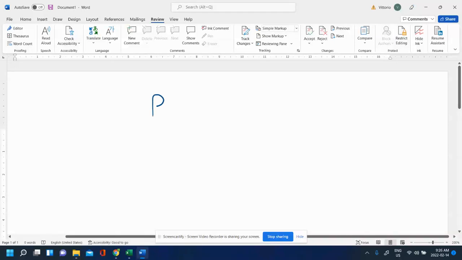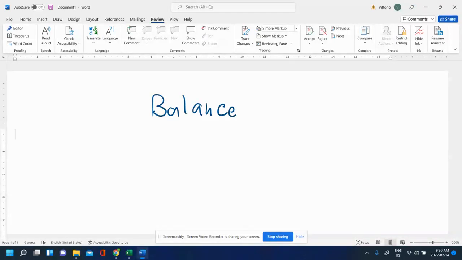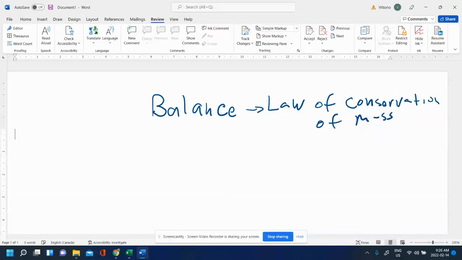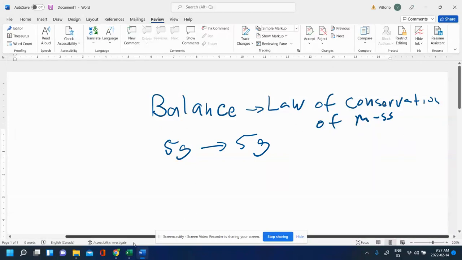In this video, we're going to do a quick recap on how to balance chemical equations. Remember that a chemical equation needs to follow the law of conservation of mass. And so what that means is if you have 5 grams of reactant at the start, you should also still have 5 grams at the end, assuming you didn't spill anything or lose anything when it escaped.